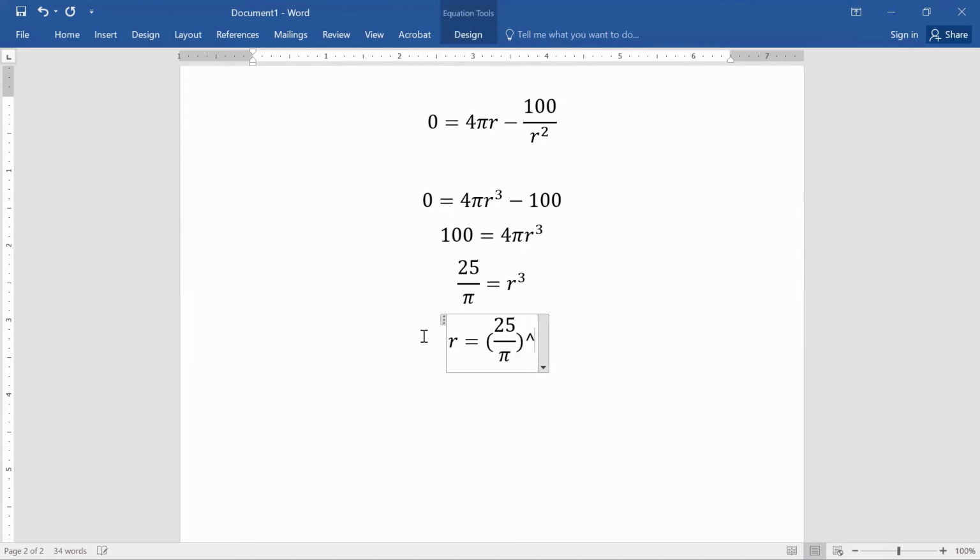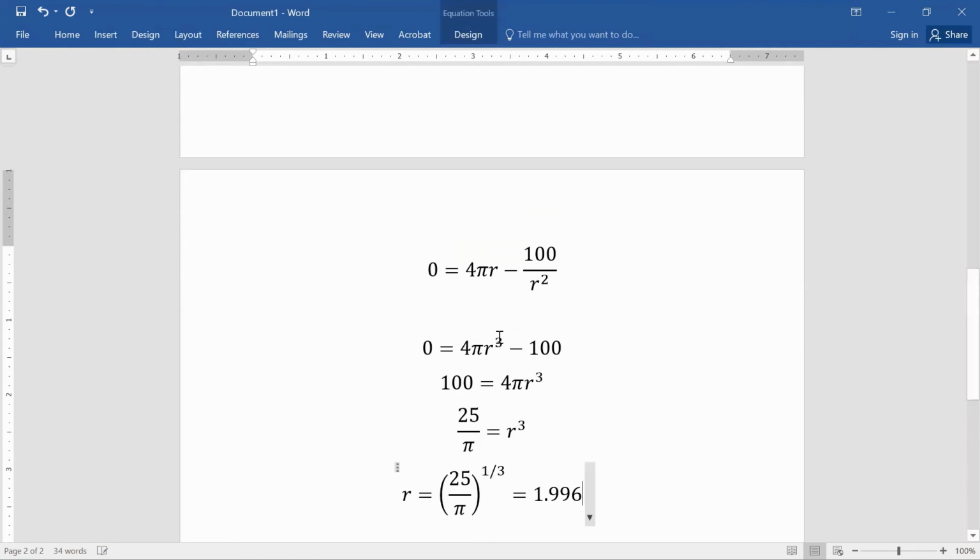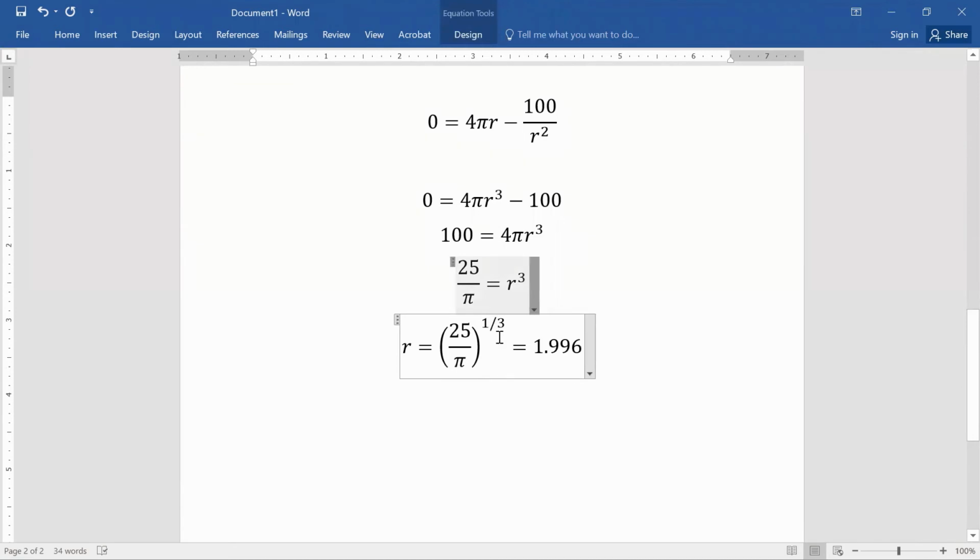Oh, I said r cubed. I want the cube root, so 1/3 power. That's not a really nice number to deal with, but we can, in fact, plug this into our calculators and get an approximate answer if we like. So 25 over pi to the 1/3 power, or the cube root, would give me about 1.996. So pretty close to 2 for my r.